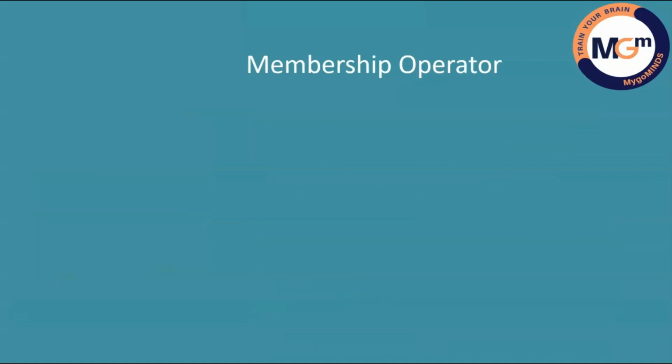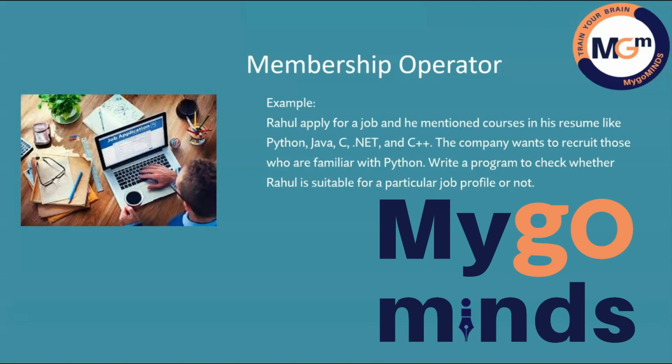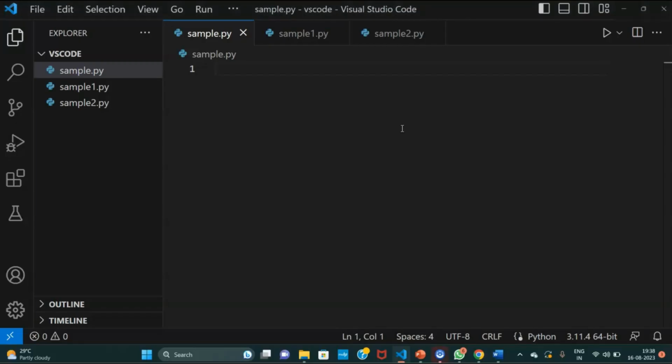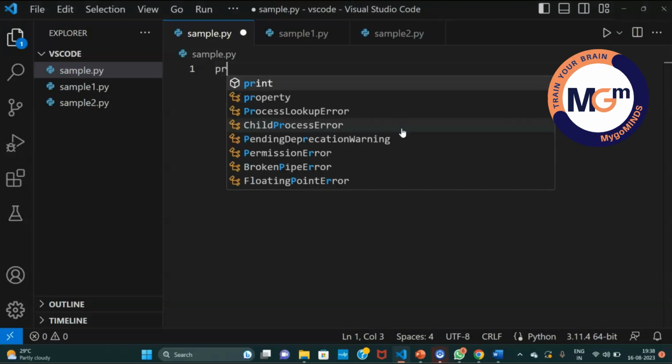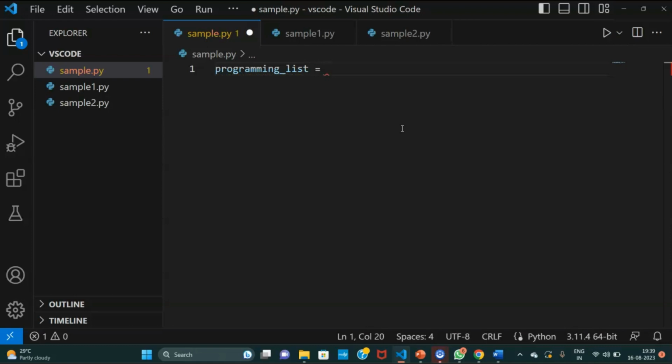So let us take an example. Rahul had applied for a job and he mentioned courses in his resume like Python, Java, C, .NET and C++. The company only wants to recruit if that particular candidate is familiar with Python. Let us write a program on that. Rahul is having a programming list.